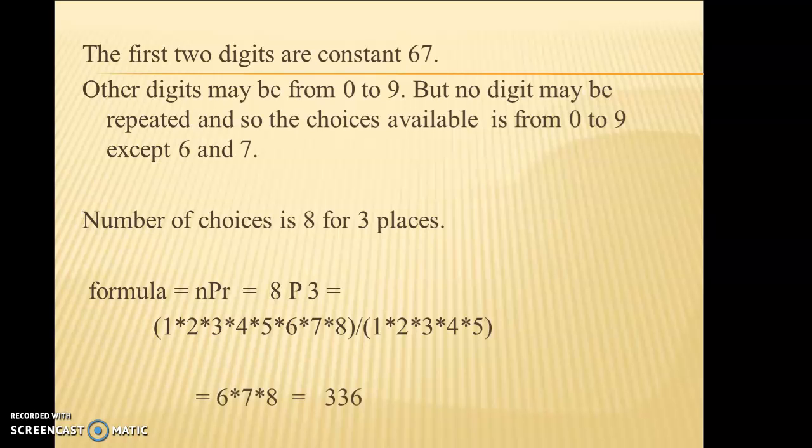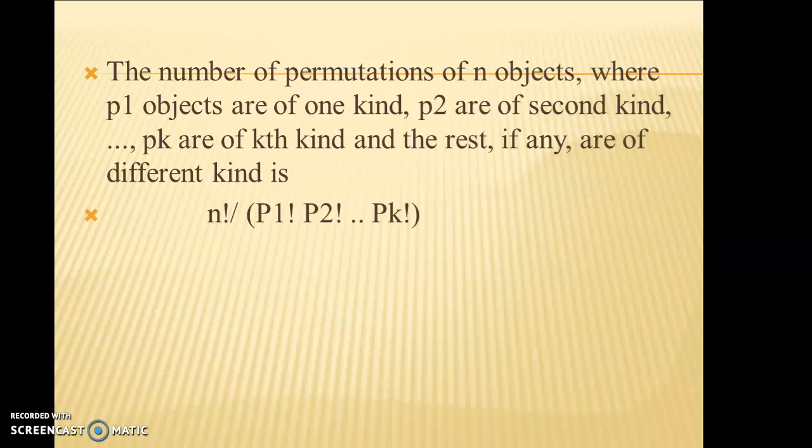That is the answer. The next concept is the number of permutations of n objects where P1 objects are of one kind, P2 are of second kind, and so on, Pk are of kth kind, and the rest, if any, are of different kinds. The formula is factorial of n divided by factorial of P1, factorial of P2 and so on, factorial of Pk. Now this concept may confuse you a little bit. We will see an example based on this concept in the next slide.